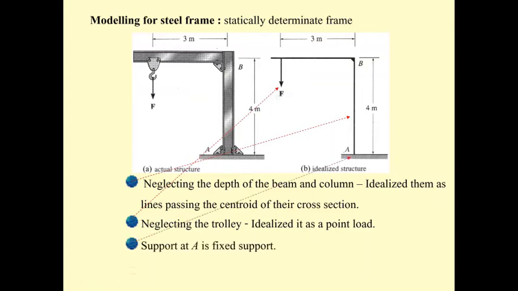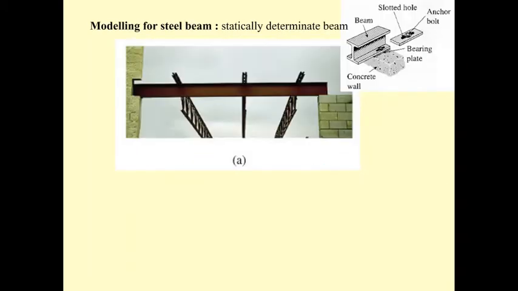And the support A is fixed and the B is rigid joint, as I mentioned before. Another example, modeling of the steel beam. From this picture, most of the time, this joist is a small beam, which will carry or support the slab that's going to lay above it. The weight of the slab will transfer to the joist, and the joist will transfer the force into the beam.